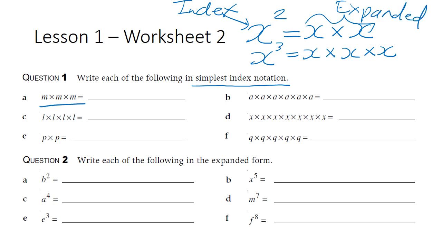M times m times m. So I'm multiplying m by itself 3 times. So m to the power of 3. Let's do F. Q times Q times Q times Q times Q equals, very easy, Q to the power of 5. Question 2 is asking you to write the following in expanded form. So I'm going to go to 2a, b squared, or b to the power of 2, is just b times b. The others are simple enough, I will just let you do the rest.